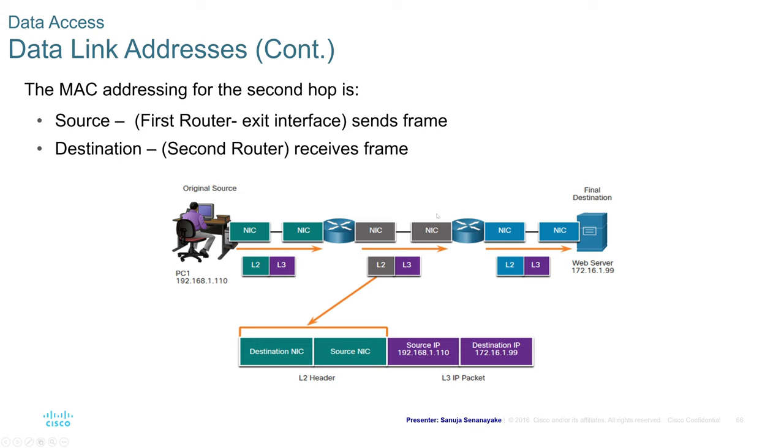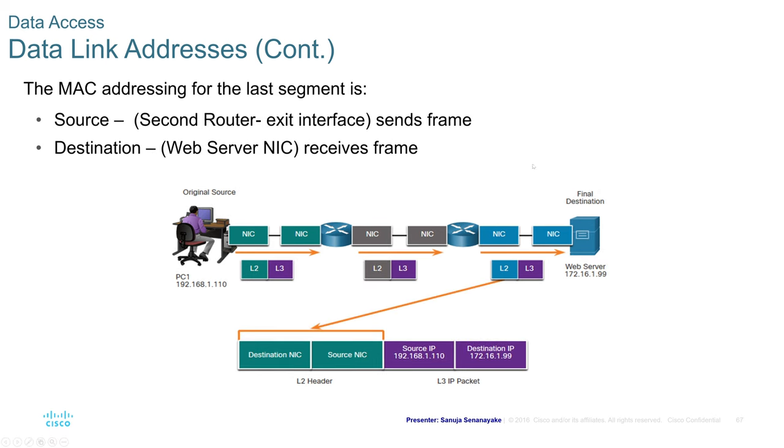The MAC addressing for the second hop, which is this part, is that the source is the first router exit interface. So it's not the interface that receives on the left-hand side, but the exit interface on the right-hand side, and the destination is the second router, which receives the frame, on the left-hand side of that second router. And when it goes finally to the final destination, the source is the second router exit interface, which is this part, and the destination is the web server network interface card, which receives that frame.